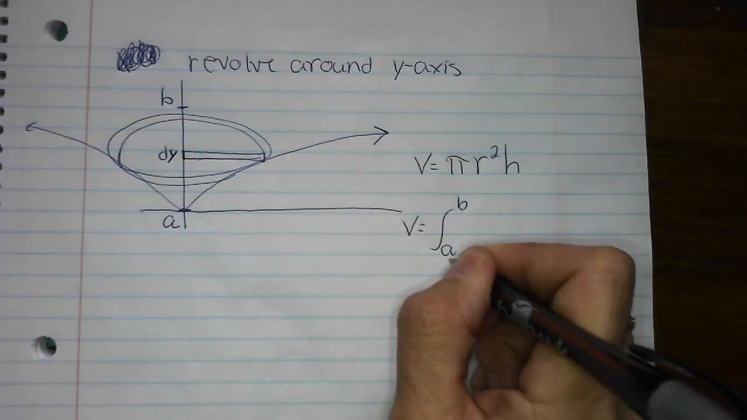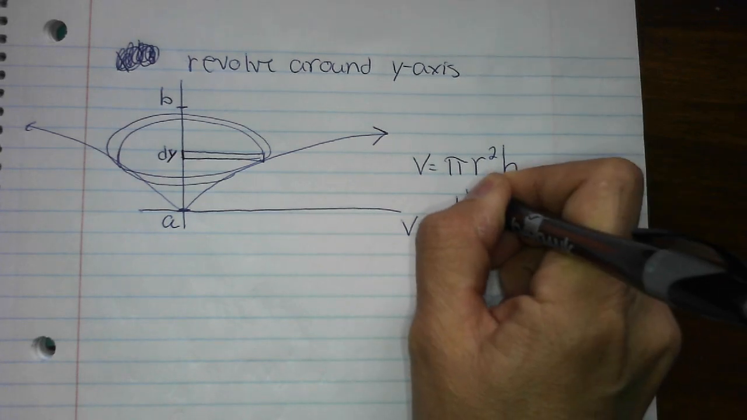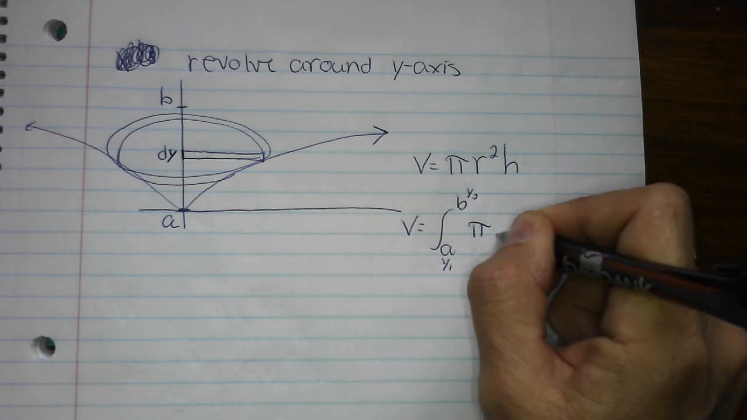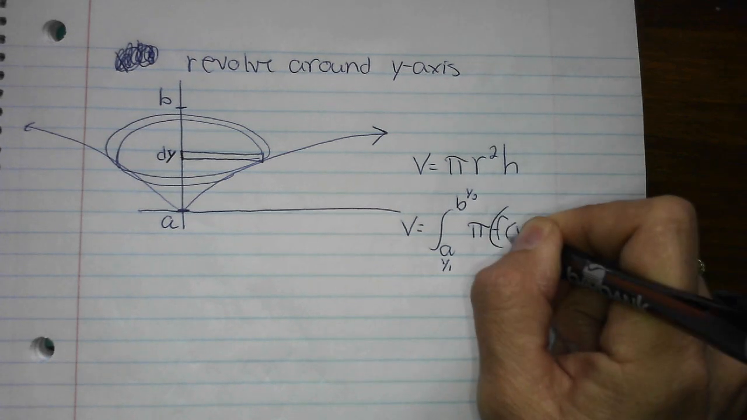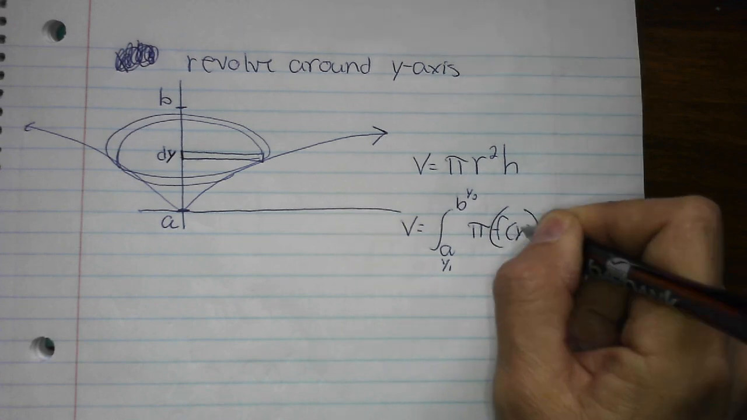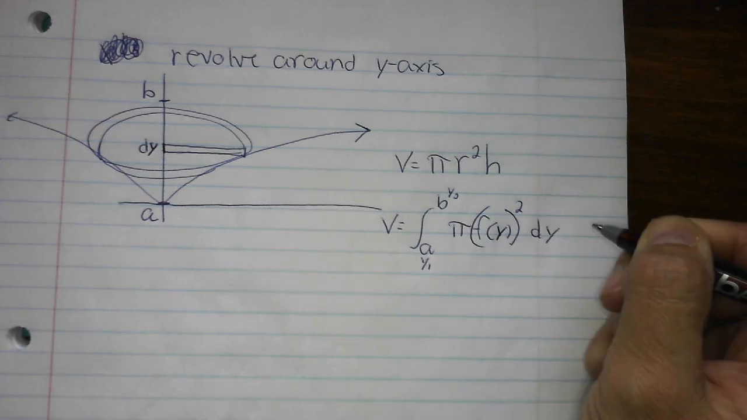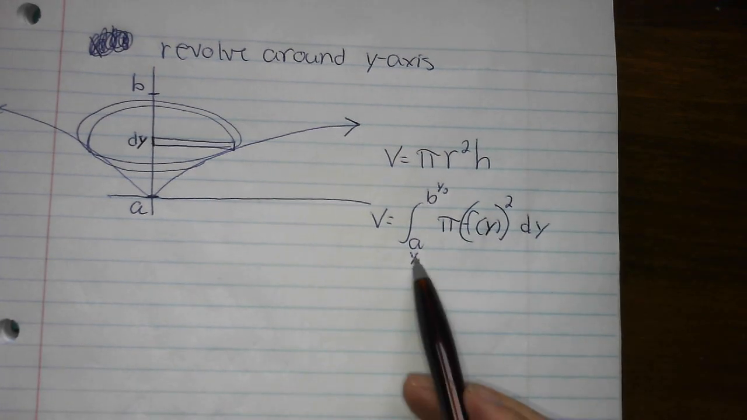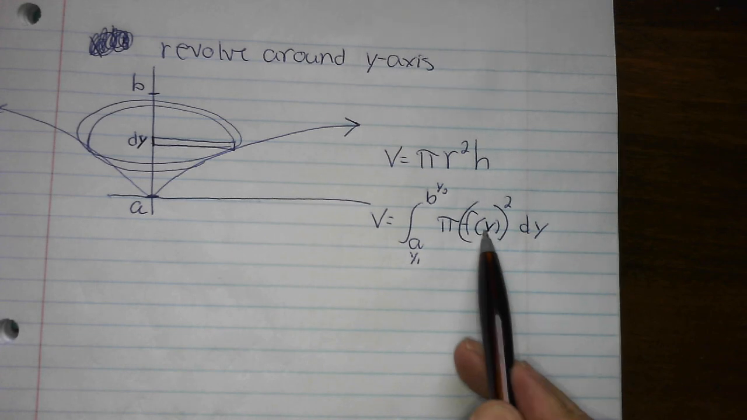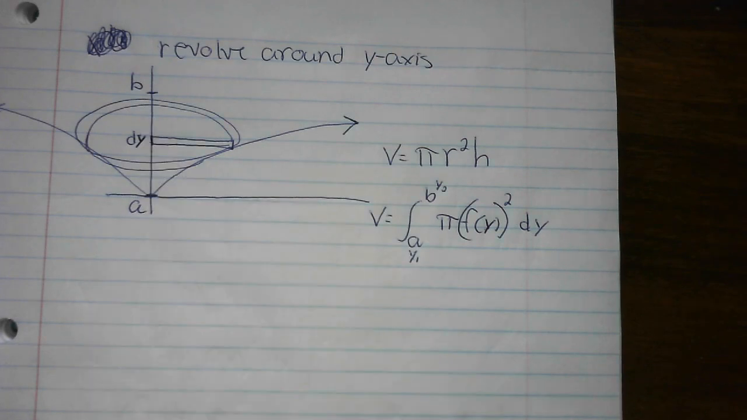So these are, I'm going to put y1 and y2. Pi. Your function has to be in terms of y, not x. So it's f of y squared times dy. All of your boundaries, your letters in your equation, and on the end all have to be in terms of the axis you are going around.